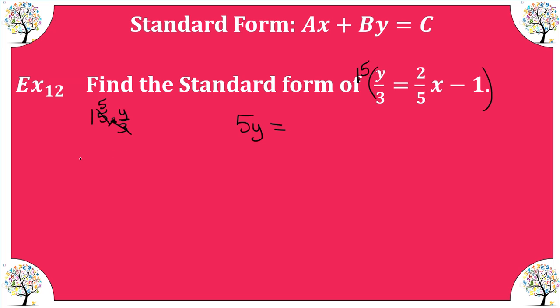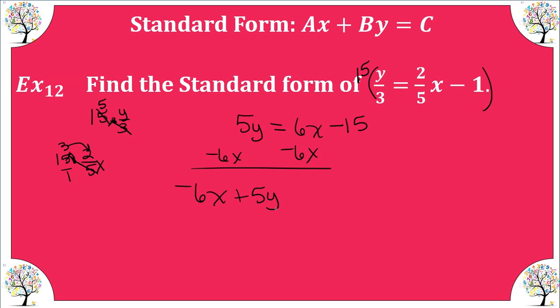Then we have 2/5 x being multiplied by 15. Again, 5 goes into 15, 3 times, and 3 times 2x is 6x, and then 15 times -1 is -15. Now we just need to subtract our 6x, and we have -6x plus 5y equals -15, standard form. -6 and 5, our a and b are integers. If you're asked to not have a leading coefficient be negative, we will negate each term and have an equivalent equation.